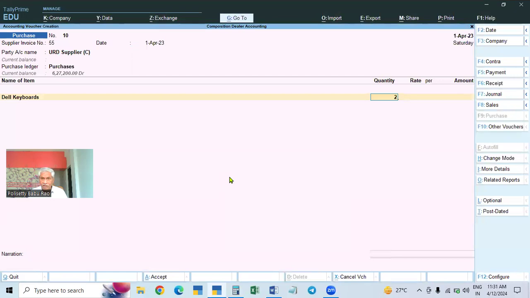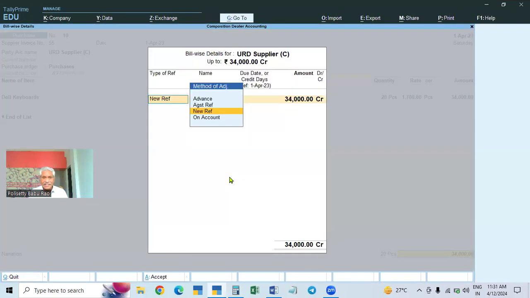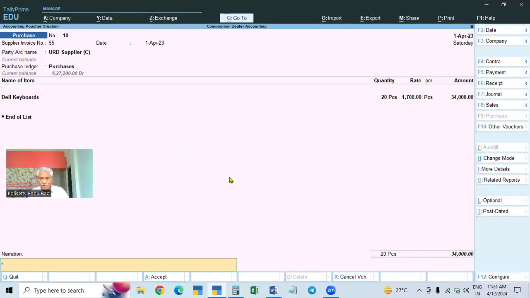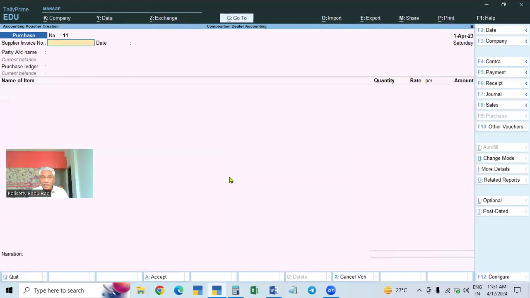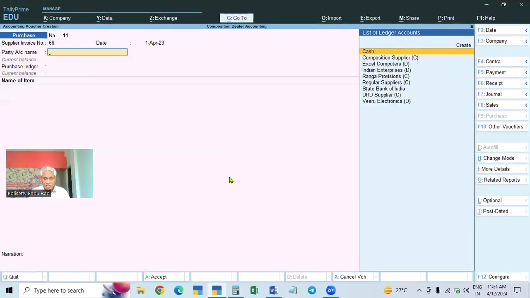So 20 numbers we are taking, 1700 we are taking. Okay, 1700. So in the unregistered dealer, there will be no tax. Okay. And here, this is accepted, nice number. Okay. This is over.